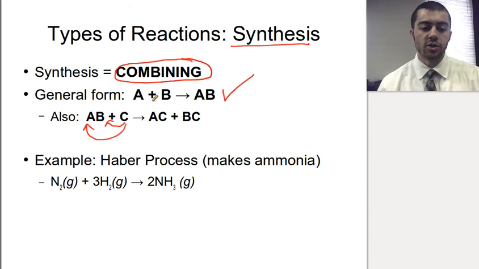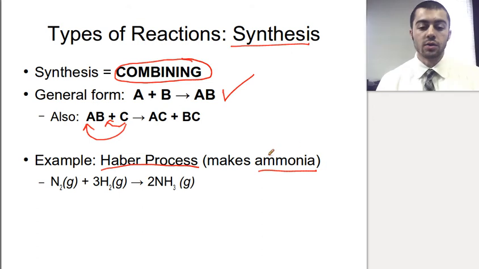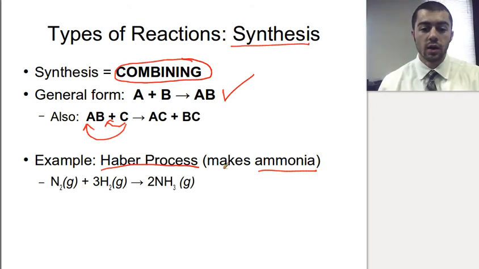So a real example of this is the Haber process. This is a process we use to make ammonia. It's really common because ammonia is used a lot in the industrial setting. Ammonia is used to make fertilizer. It's also used to make explosives.